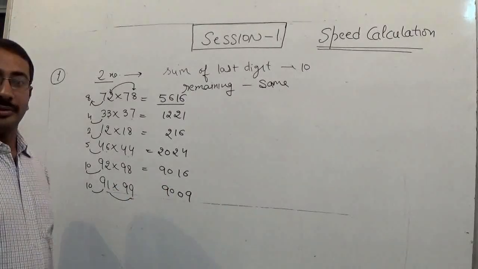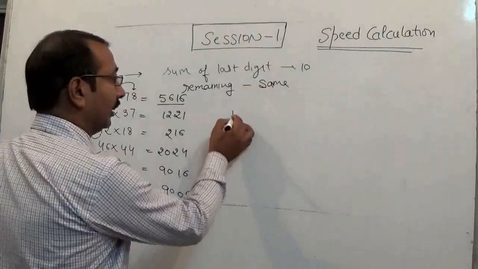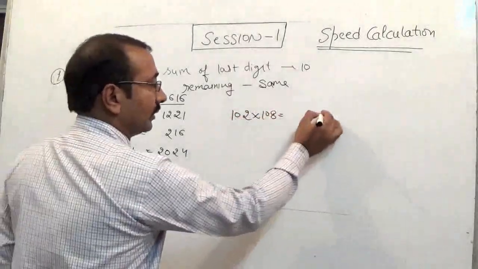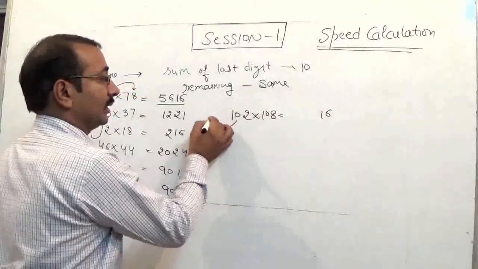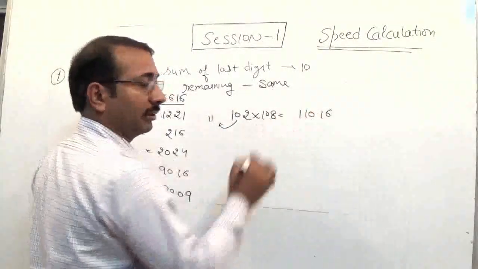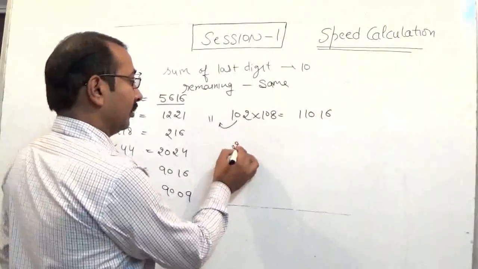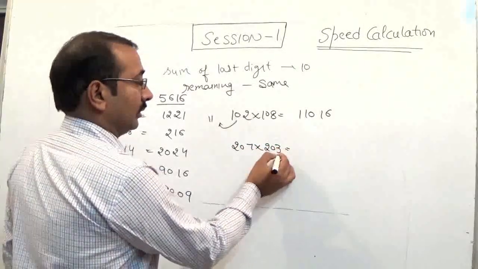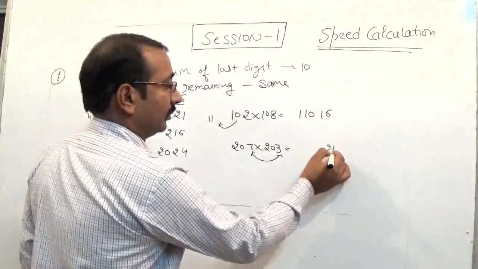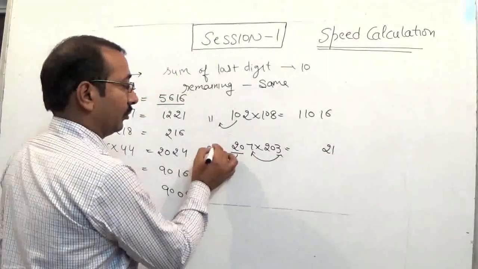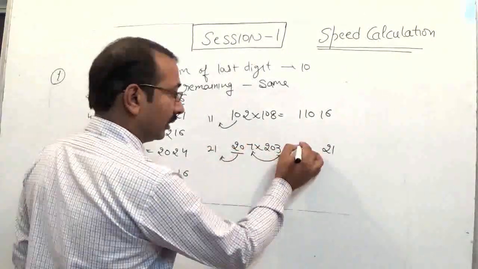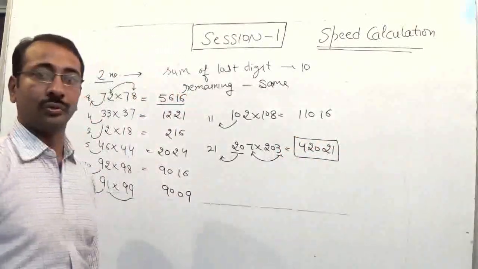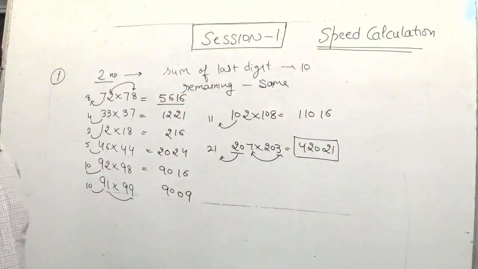The same can be replicated when it is a 3-digit number: 102 into 108. 2 8s are 16, 10, the next digit is 11, we can take it as 110. If I say 207 into 203, 3 into 7, 21. 20, the next number is 21. 20 into 21 will result in 420. So we can say our answer is 42021. So I hope you have understood this.